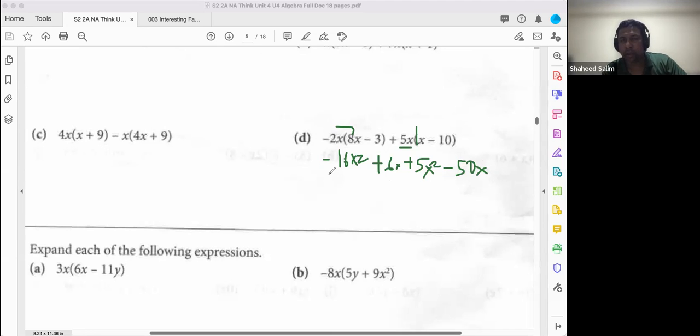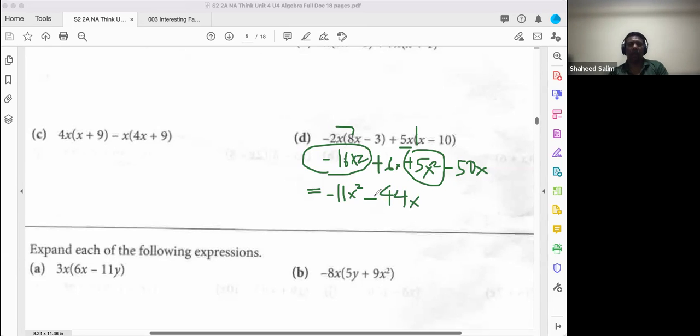Now we group them together, the x squared: negative 16x squared plus 5x squared. You owe 16, you have 5, so just take the bigger number minus the smaller. 16 minus 5 gets 11. The sign follows the bigger number, which is negative x squared. Same thing, 50 minus 6 is 44x, and the sign follows the bigger number. So I hope this is okay.